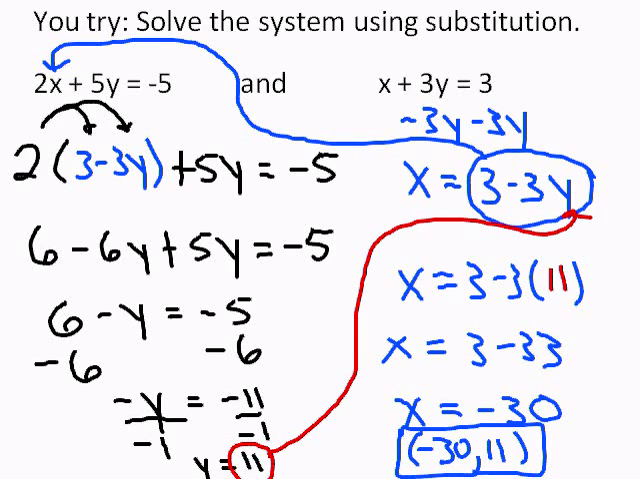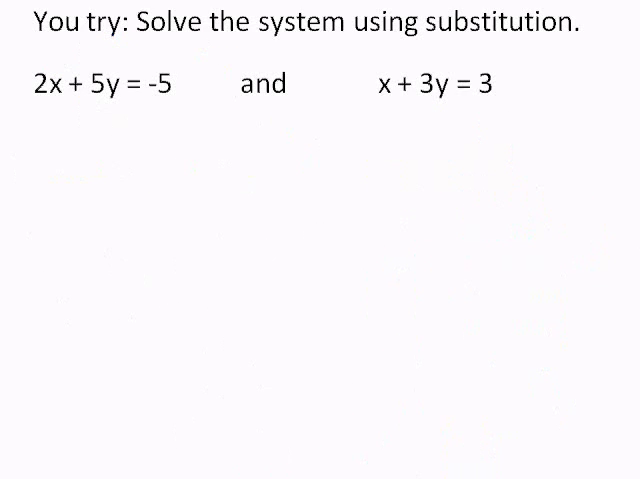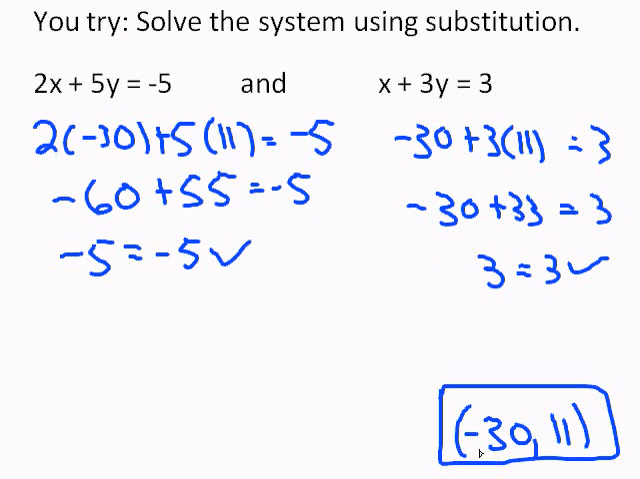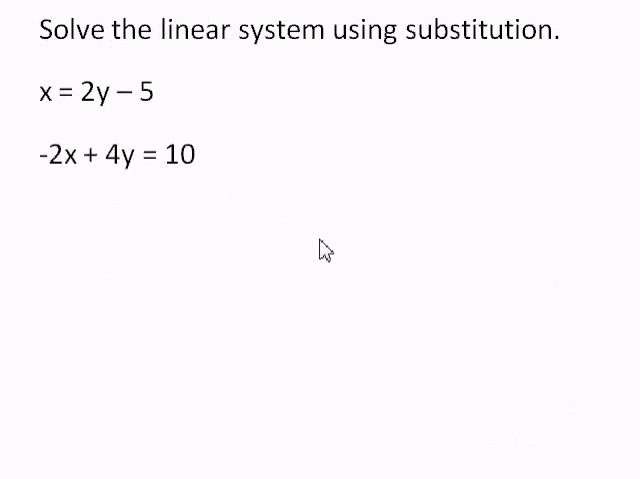Go ahead and check the solution on your own, pressing pause. When you're ready to see the answer, please press play. I found out my solution did indeed check out, so negative 30, comma, positive 11 is our solution to the system. It's important that you work this example out because something weird will happen to the solution in the end. Go ahead and try it on your own, pressing pause. When you're ready to see the answer, please press play.